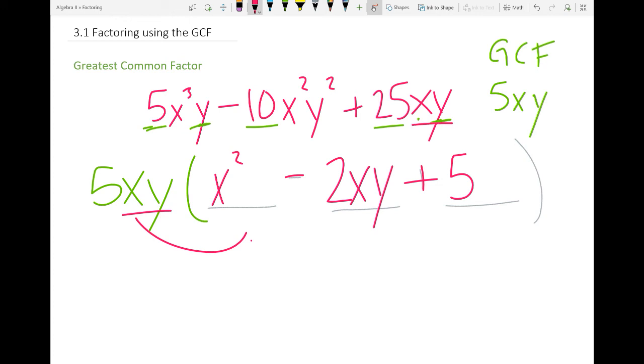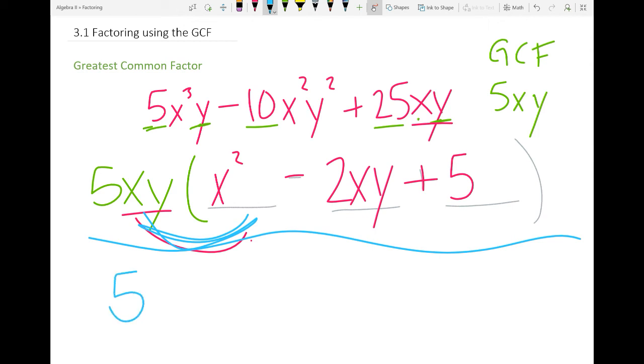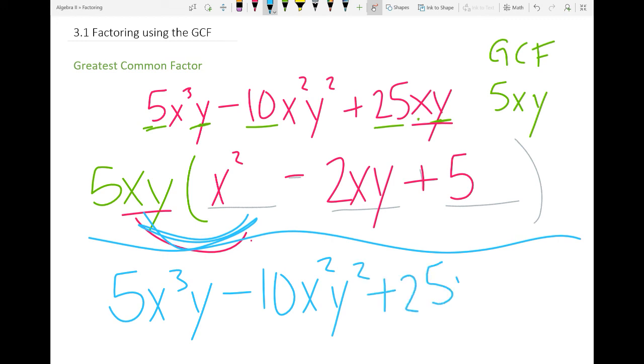So I'm done. We should always check our answer with the distributive property. So multiply 5. X times x squared is x cubed. Y, nothing to multiply, so it just stays there. Minus 5 times 2 is 10. X times x is x squared. Y times y is y squared. 5 times 5 is 25. And we just keep that xy. Nothing to multiply it by. That checks out. And I hope this video helped with finding the greatest common factor.